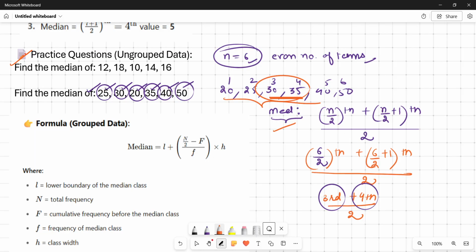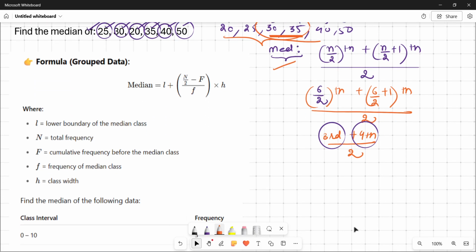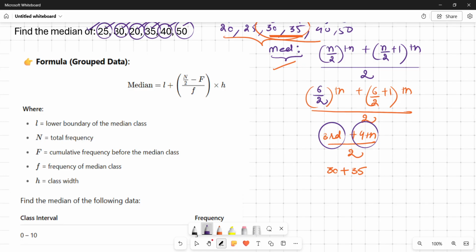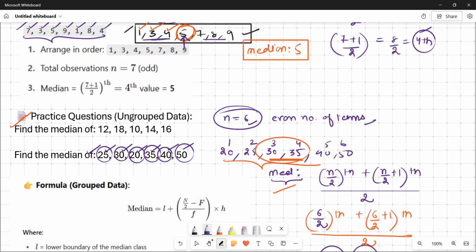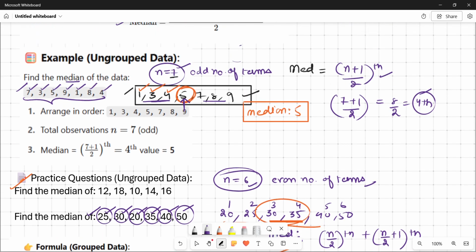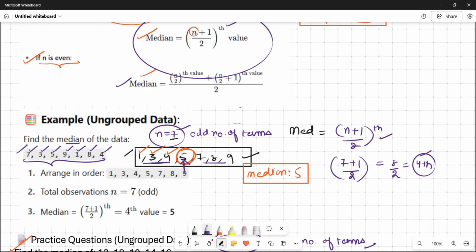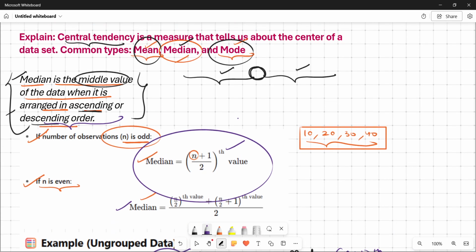Now putting in the values of the third and fourth terms, 30 plus 35, and this whole divided by 2. It becomes 65 by 2, which is nothing but 32.5. So the median in this case is 32.5. I think now you have a clear idea how to find the median in the case of ungrouped data. So let me give you a short summary.